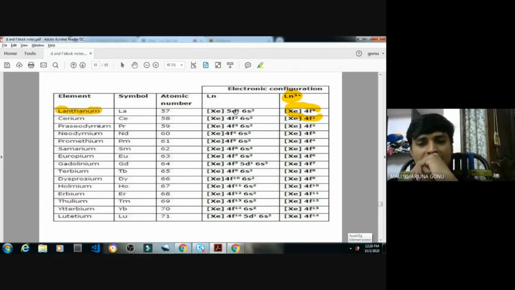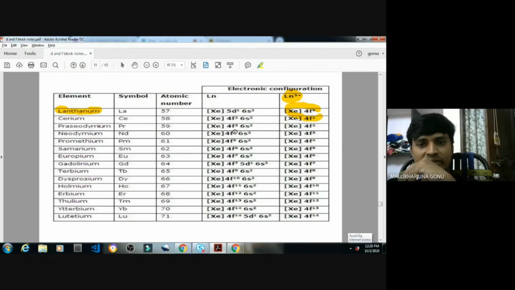Because the outermost electron, the last electron, is going to 5d. But in ion form, it exists more as ions, and there it contains the 4f. The 6s2 two electrons will go, and one more electron will go, but whatever is the 4f is there will be present. That is the meaning of this. So all of you go through the electronic configurations: after 6s2, the last electron is going to the 4f.